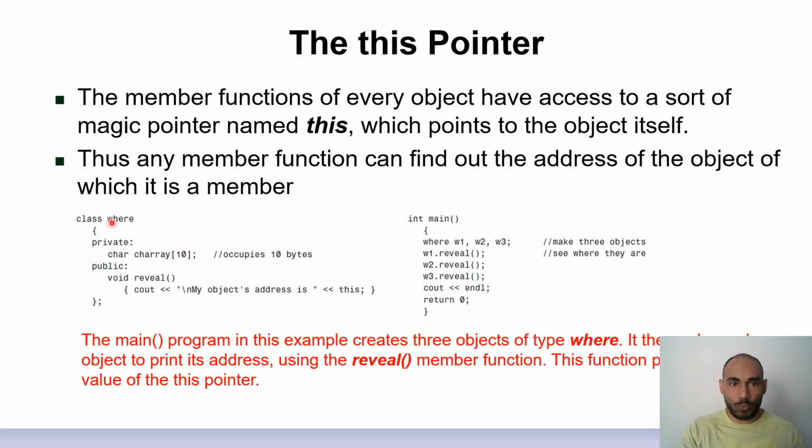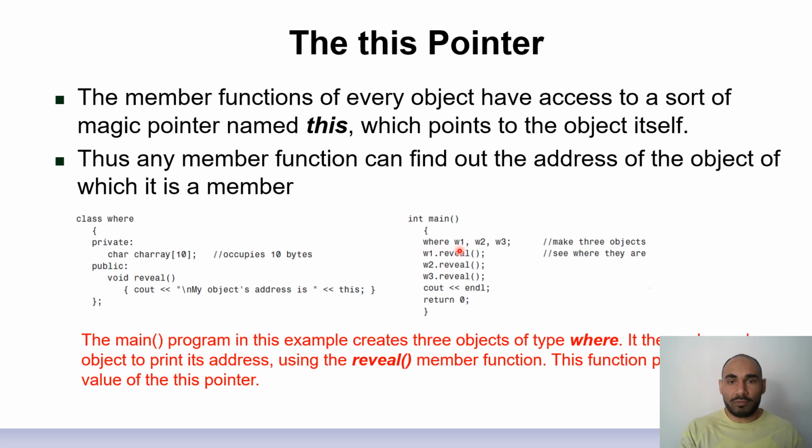Class called where has a data member, this array of type char, and then a function called reveal, which prints my object's address is this. We haven't defined this anywhere here, but this is actually a magic pointer, as I said, and it holds or refers to the address of the object. So this is not defined anywhere, but we can use it like this.